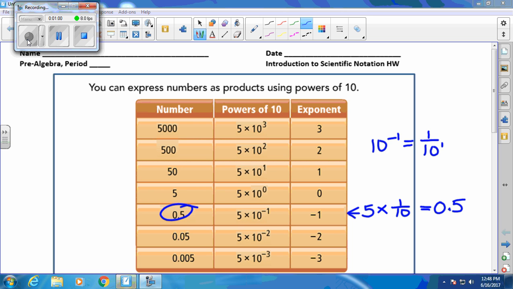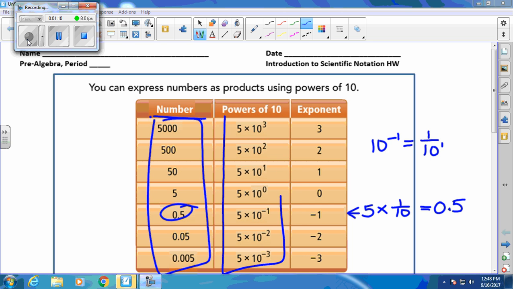So what they're showing you here is that we have numbers that we write in our standard form. This is the standard way you would see a number. Then these numbers are all written in scientific notation, and they use powers of 10 to do that. And then they're just telling us what the exponents are.